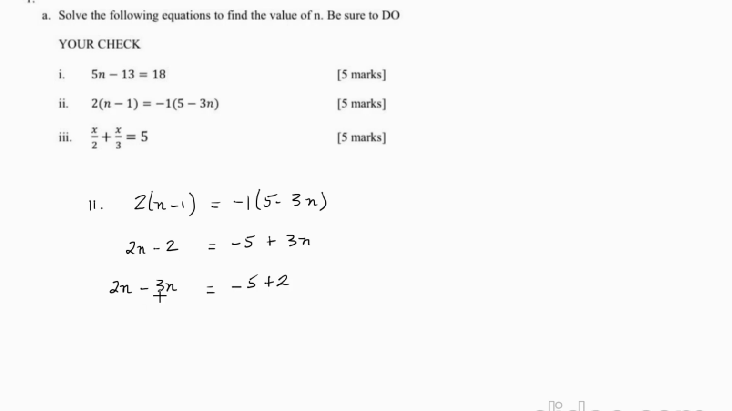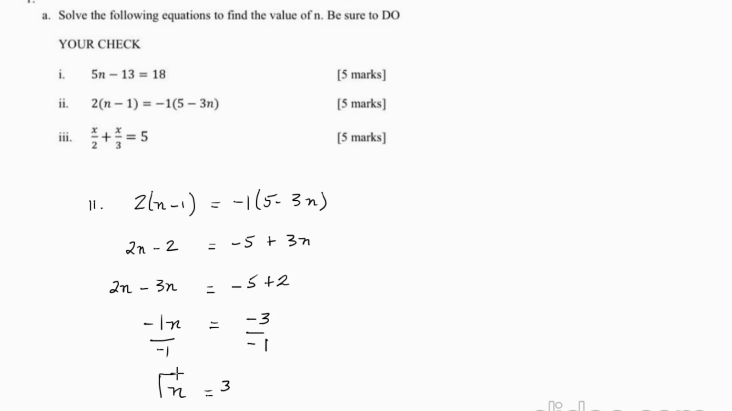Minus 2n minus 3n is minus 1n. Right? We don't normally write the minus 1. But in this case, I will, and I'll show you why. And then minus 5 plus 2 is a minus 3. And now I'm going to divide both sides by minus 1 because I'm not looking for minus n. I'm looking for just n. So what I do on one side, I've got to do on the other side. These cancel, so I'm left with just n is equal to minus 3 over minus 1 is 3.